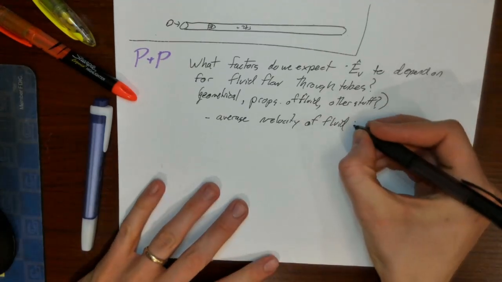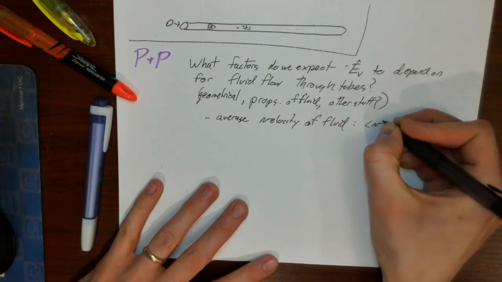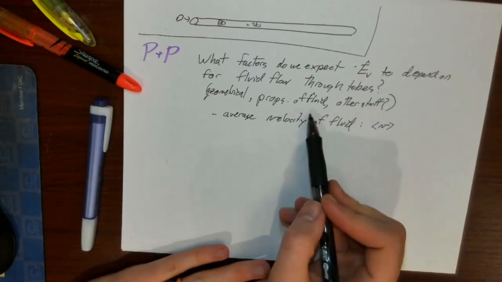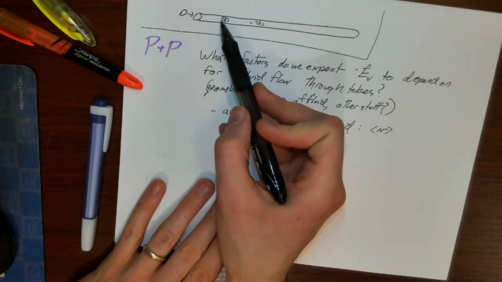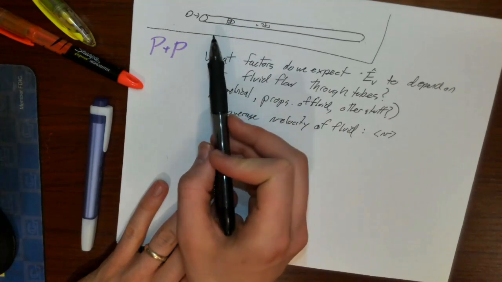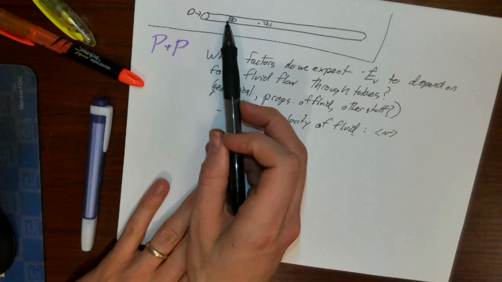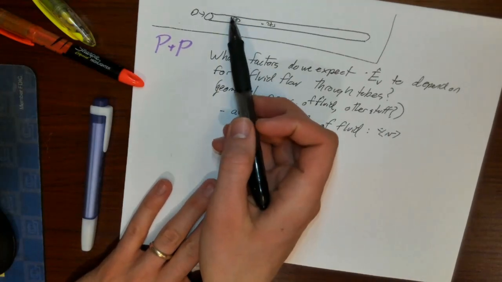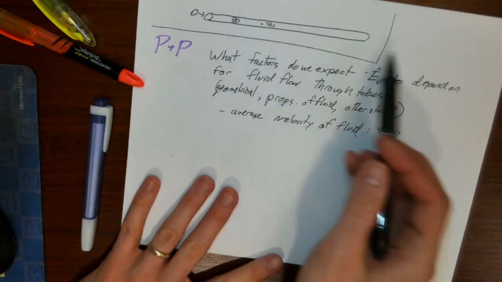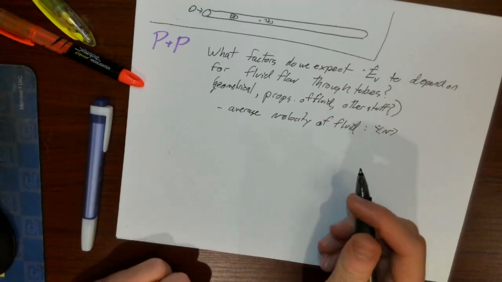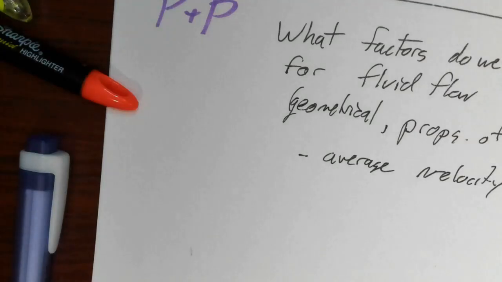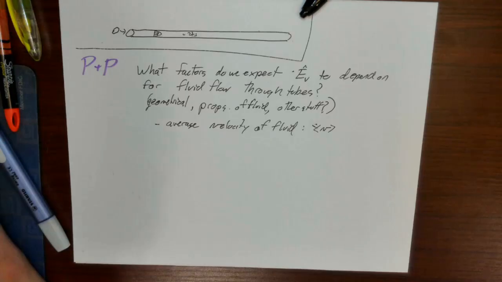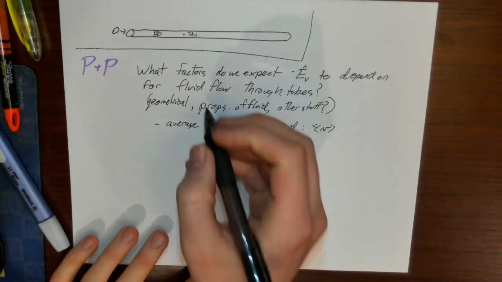So the average velocity of the fluid plays a role. If the fluid's moving really slowly, we expect that any velocity gradients within the fluid are going to be less. Basically, the lower the velocities, the less shear stress is going to be pulling on that fluid as we try to push it through the tube. So average velocity plays a role. What else might it depend on?